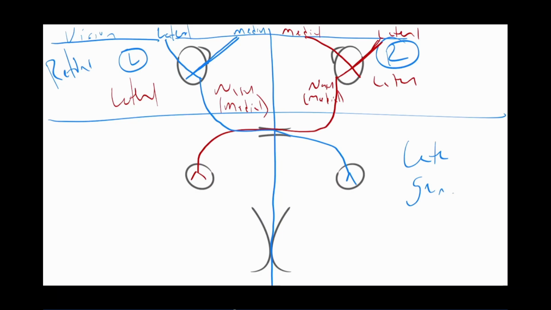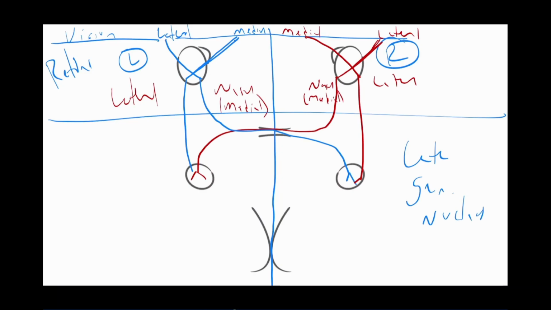Yep, lateral geniculate nucleus. That's in the thalamus. Now, the medial vision stays on the side and it goes to the thalamus. The medial vision projects on the lateral retina, stays on that side.